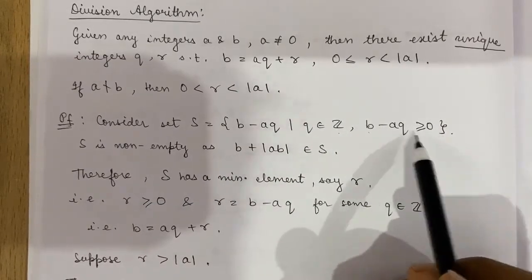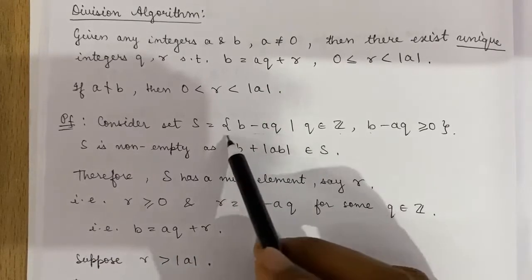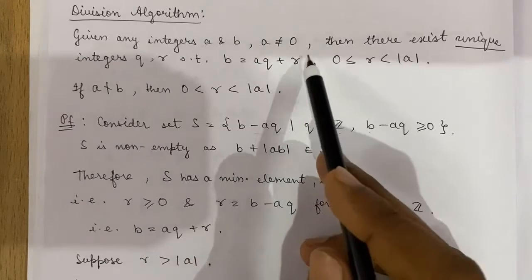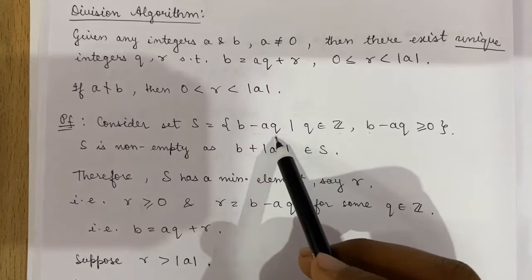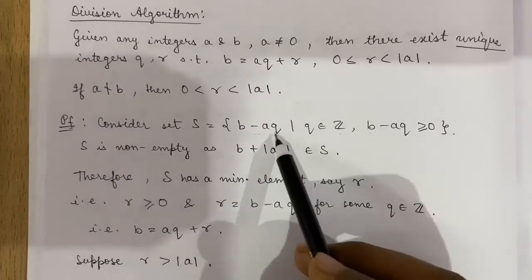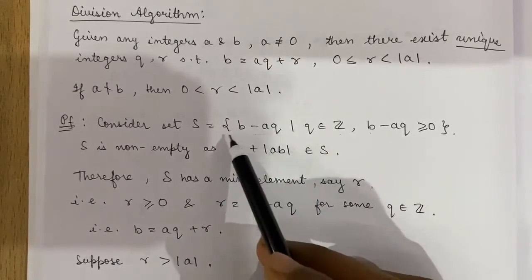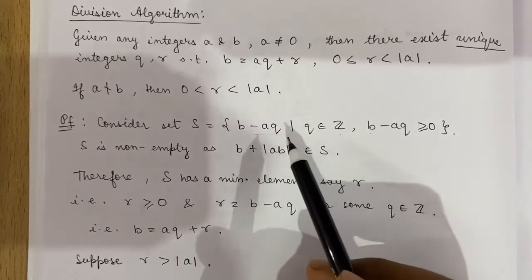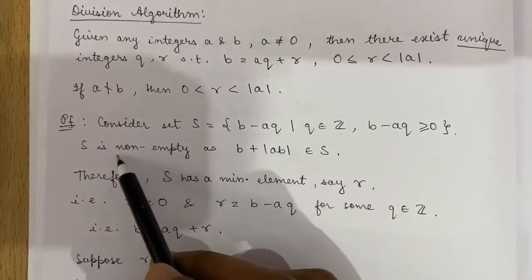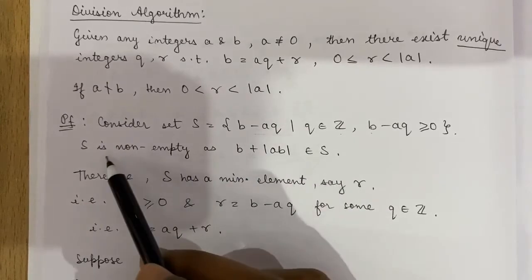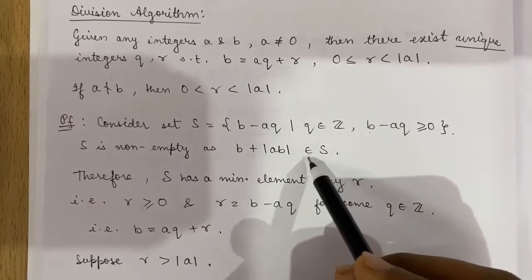And then what we claim is that the smallest possible number in this set would be the remainder R that we want, and that is the remainder for the division. So for the smallest element to exist, first of all, we will use the minimum property. The minimum would exist if the set is non-empty. So S is non-empty because B plus mod AB always belongs to S.